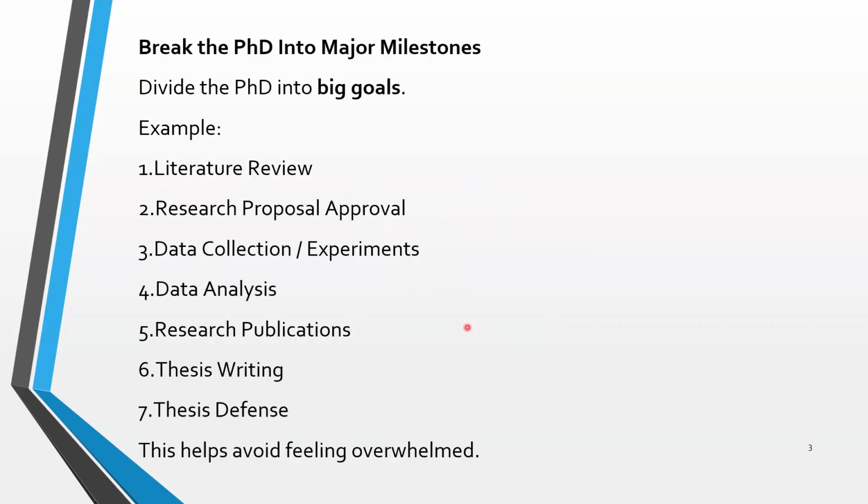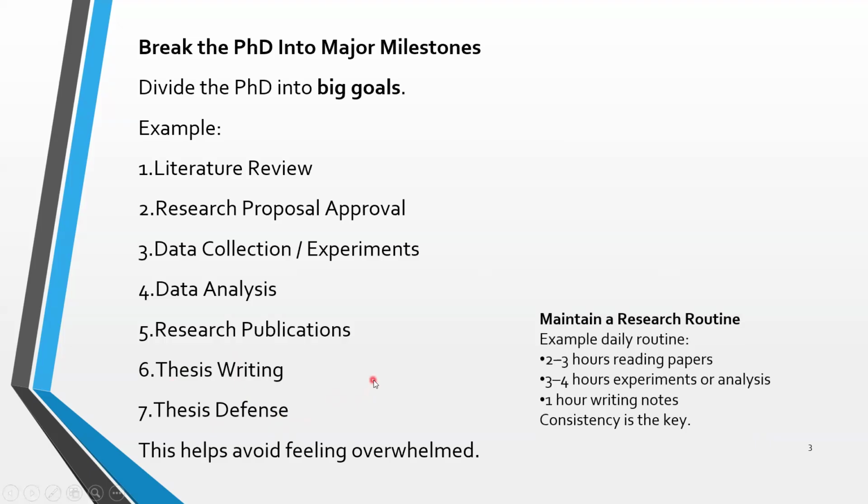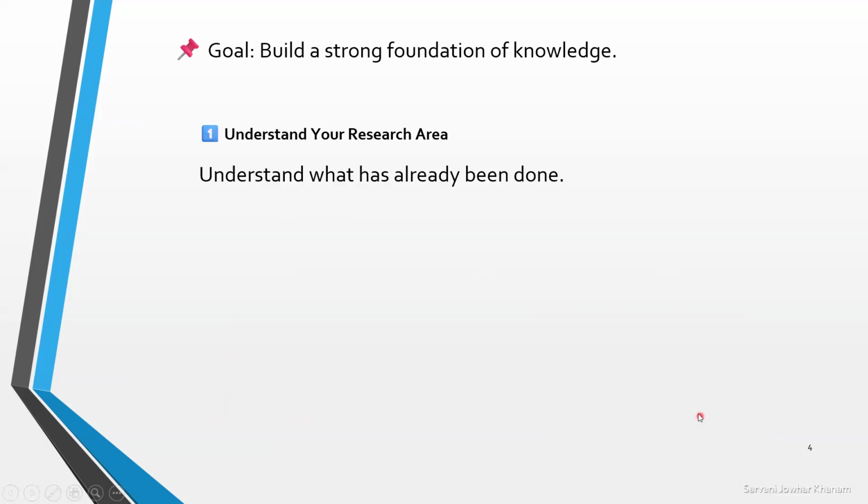First of all, you just have to break the PhD into the major milestones, dividing the PhD into the big goals. For example, literature review, research proposal approval, data collection, experiments, data analysis, research publication, thesis writing, and obviously the thesis defense, right? Coming to the main important routine, it should be 2 to 3 hours reading papers, 3 to 4 hours of experiment or analysis, and 1 hour writing notes. And consistency is the main key point here.